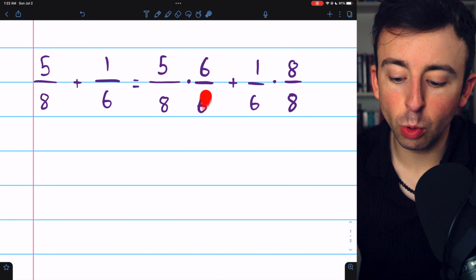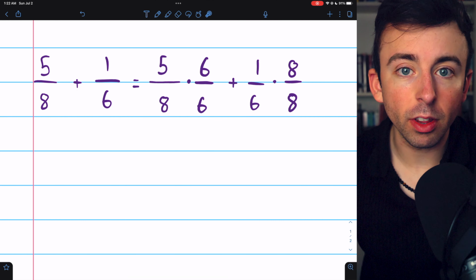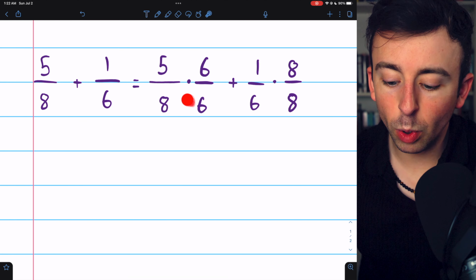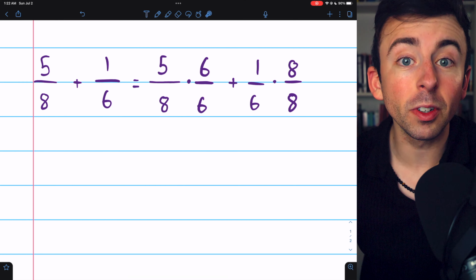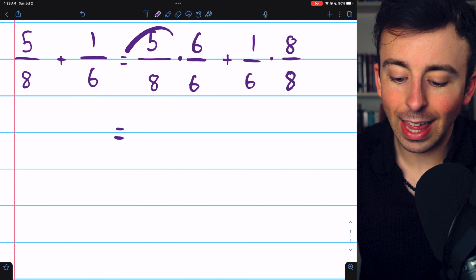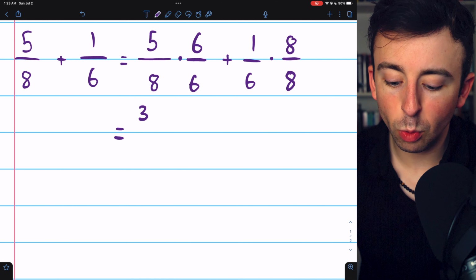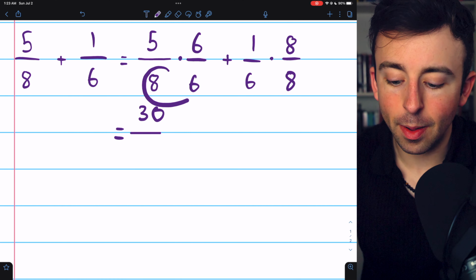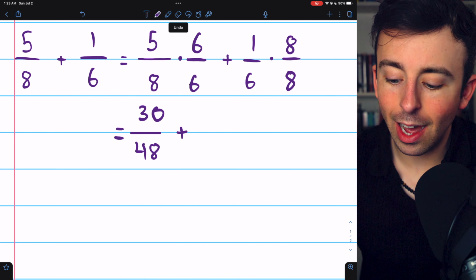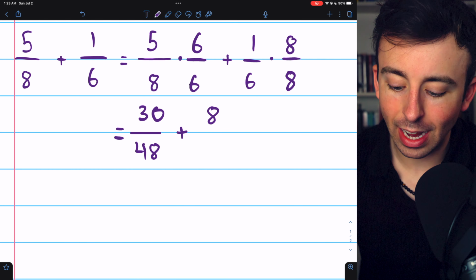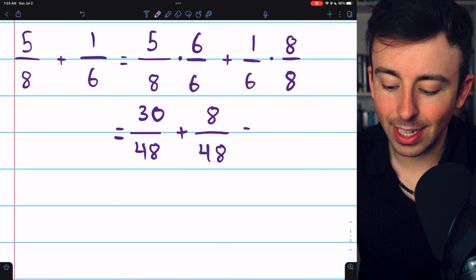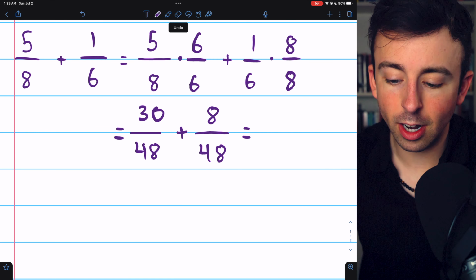In each case, we're actually multiplying by 1, so it's not going to change the value of anything, but you can see the denominators of both of these fractions will now just be 6 times 8, and so they're guaranteed to match, and this strategy always works. What we'll have now on the left is 5 times 6, which is 30, over 8 times 6, and 8 times 6 is 48. With the fraction on the right, we have 1 times 8, which is just 8, divided by 6 times 8, which is 48. Again, the idea here is that this strategy forces the denominators to match.